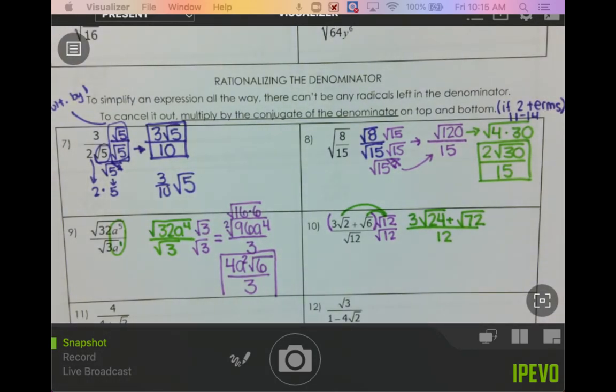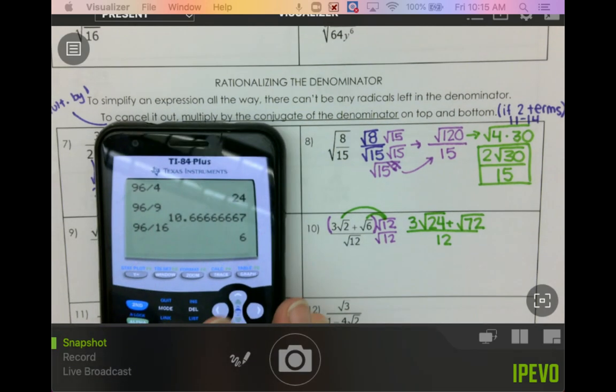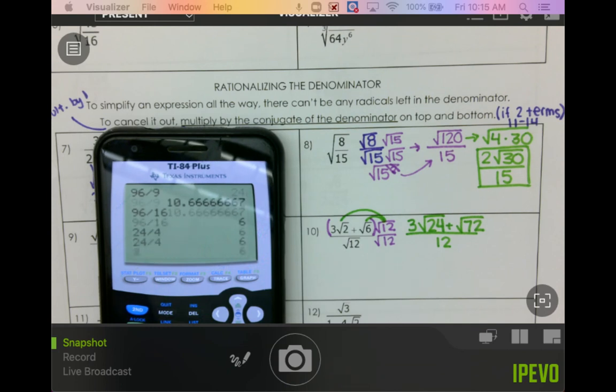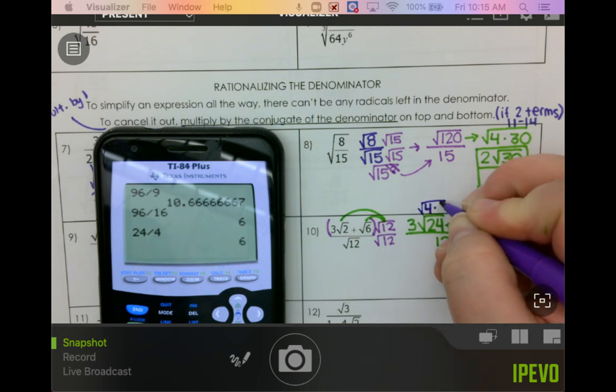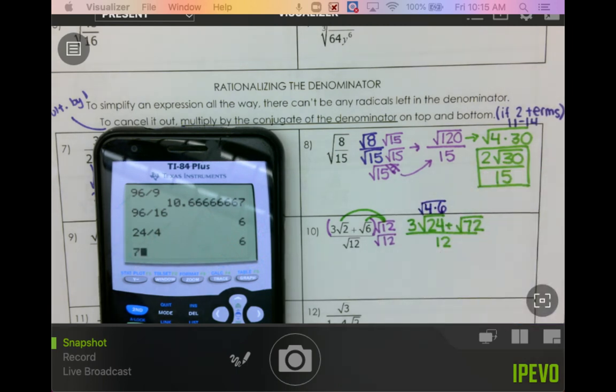24 can simplify. So I'm going to try finding a perfect square that goes into 24. And it's 4 times 6. And 72. 18 goes into it, but 18 still has a perfect square, 9, that goes into it. So I'm going to keep going. 8 still has a perfect square, 4 that goes into it. So I'm going to keep going.